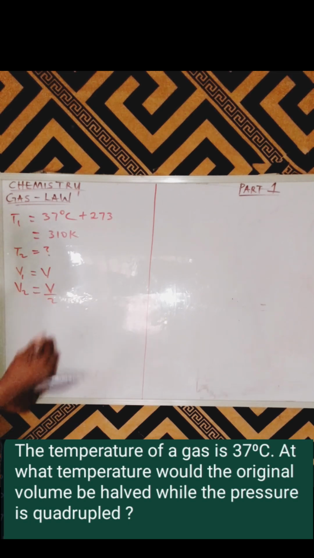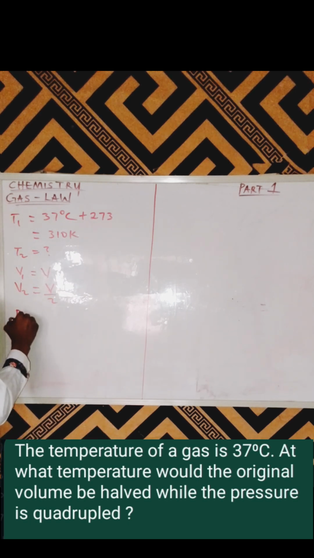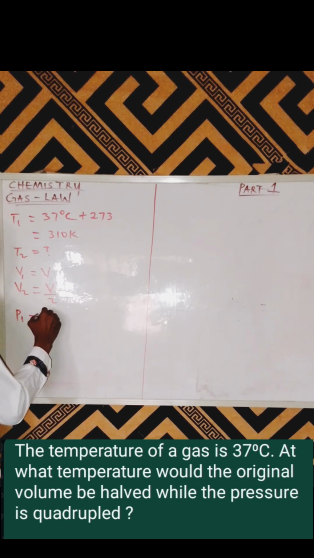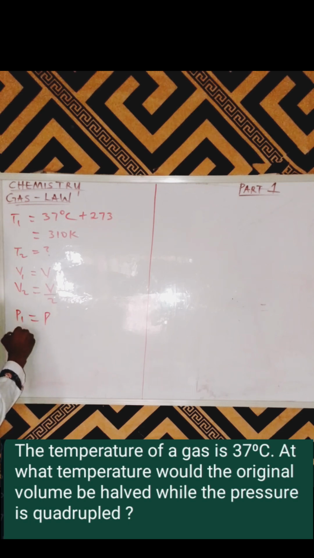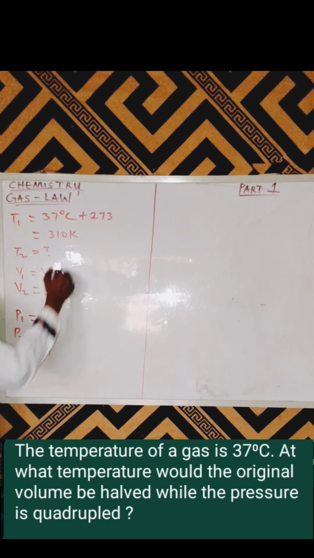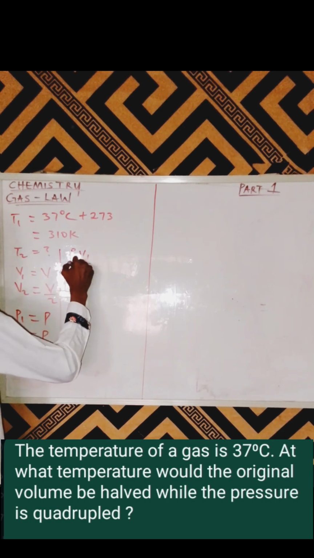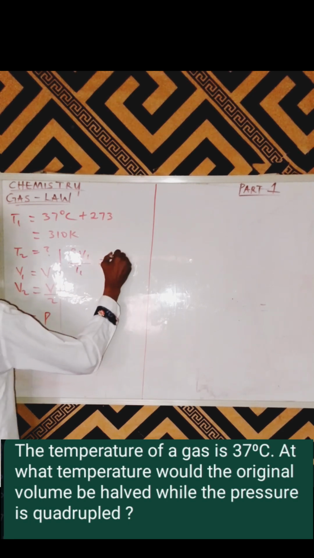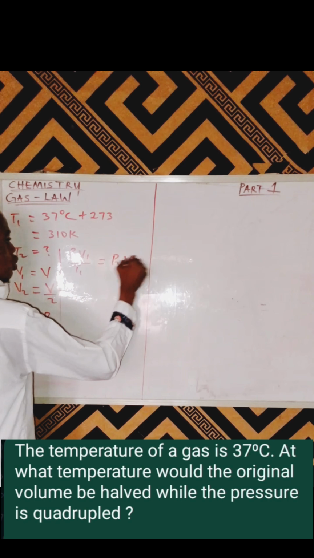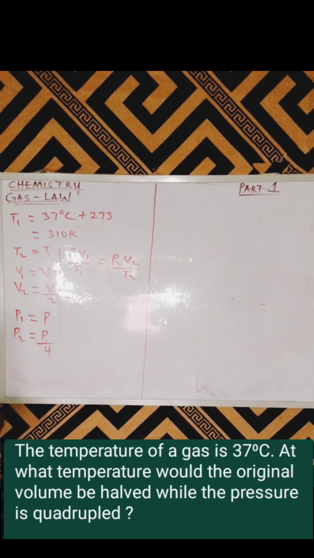And the pressure is quadrupled. Quadrupled means times 4 now. So if P1 is equal to P, it means that P2 is equal to P times 4. So now, which formula am I going to use to link all these together? That's going to be P1 V1 over T1 is equal to P2 V2 over T2, right?